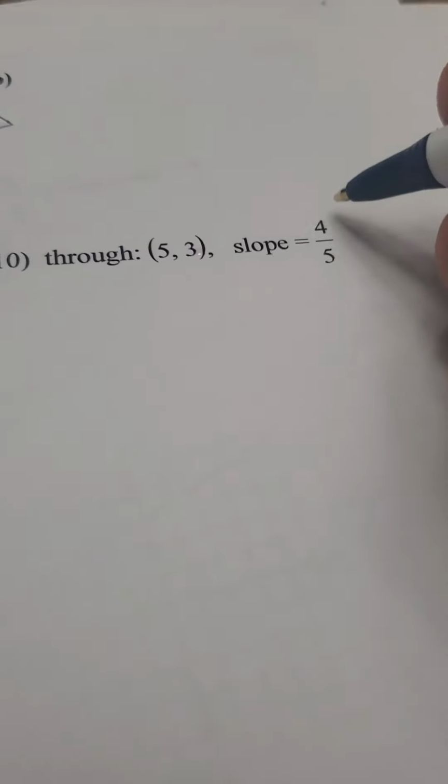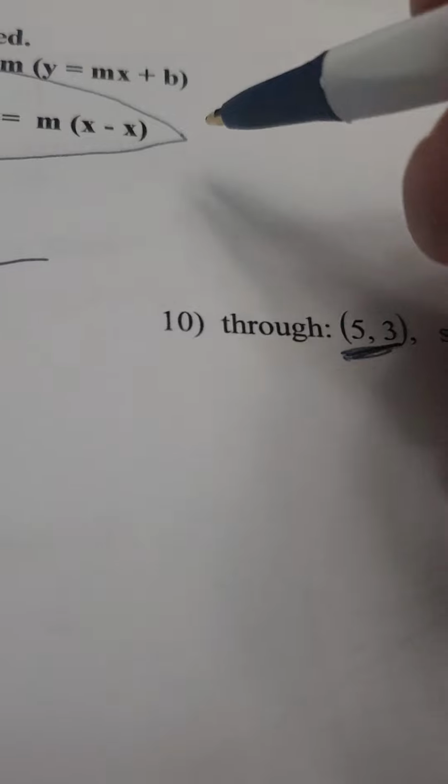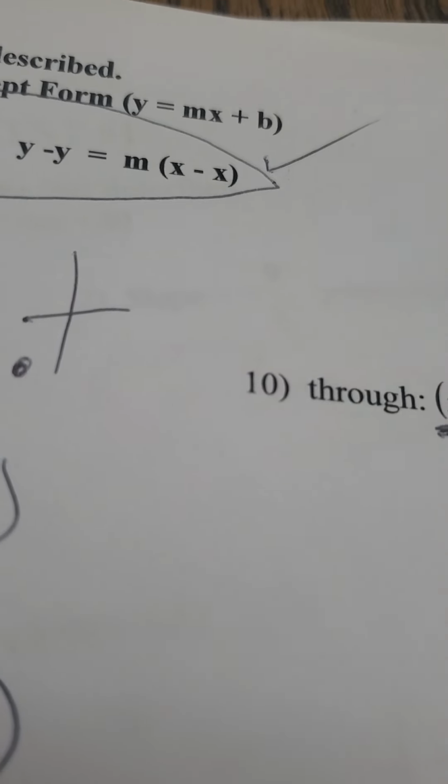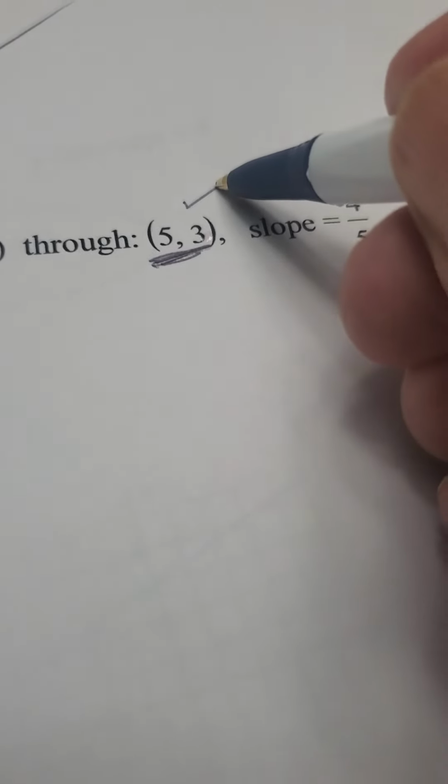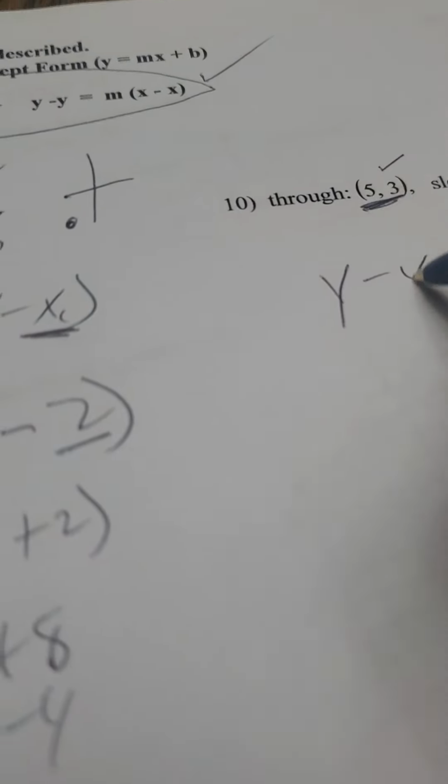This one's same thing, but a little tougher because we have a fraction we're going to deal with. That is not the y-intercept, so that's when I need to use the point slope formula. If you don't know the y-intercept, that's when you have to use the point slope formula. Okay, I'm going to write it down again.